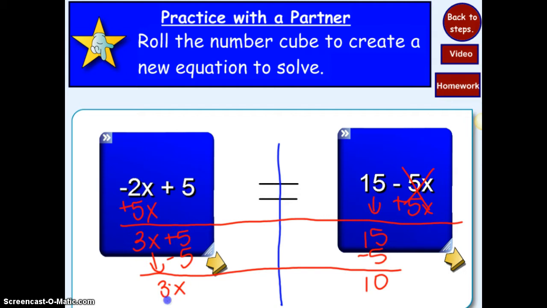Because yes, I am, right? It's okay. Divide by 3, divide by 3. And so my answer is just that 10/3 equals x. And you can leave it that way. IXL would probably make you turn that into 3 and 1/3. But for me, you can leave it as 10/3 and we're totally good.